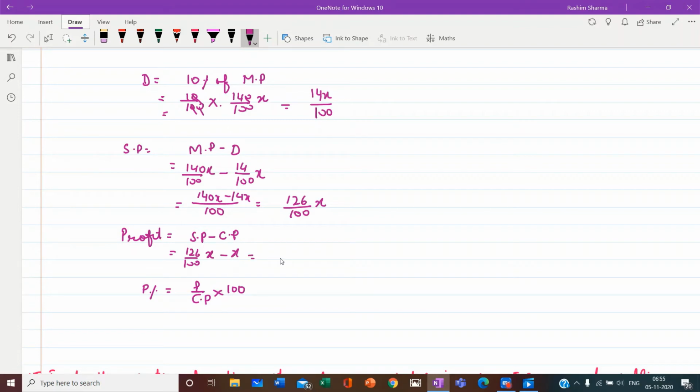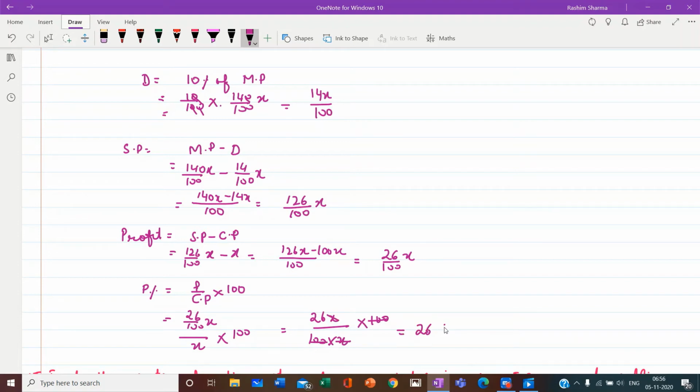Okay, so we have to take again 100 as LCM. So we get here 126x minus 100x. It means our profit comes here 26 upon 100x. Now we know the formula of profit percent, that is profit upon CP into 100. Our profit is 26 upon 100x and our CP is x into 100. Okay, so when we solve it here, our denominators combine together and we cancel here, and our answer comes here as 26%. This is the profit percent.